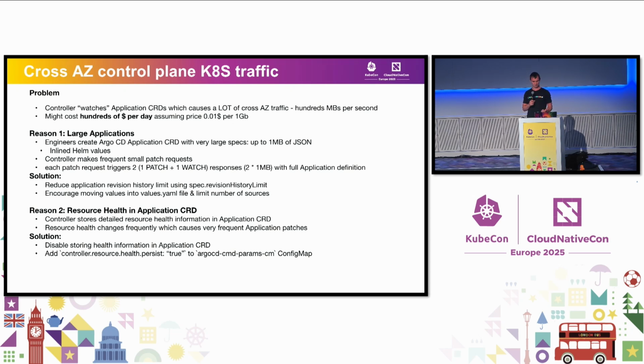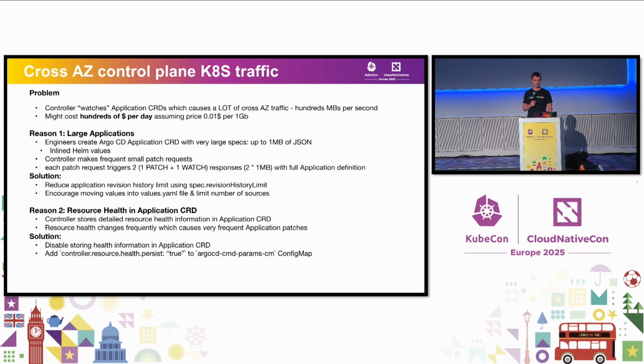Also, the controller watches all the applications, and this is where the problem appeared. We learned that for some reason our customers had gigantic application CRDs. Basically, they were close to 1 megabyte, which is a limit of Kubernetes. We had to understand the use case, why they were doing it, and we had to look for a solution. And I didn't explain why exactly 1 megabyte is a problem.